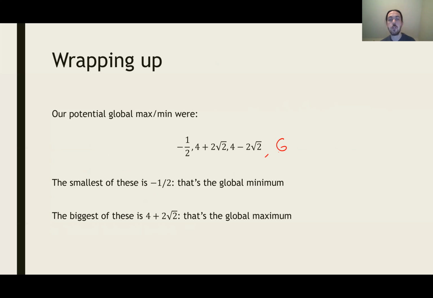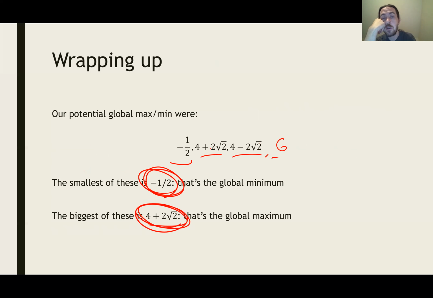And so our potential global maximum and minimum are negative 1/2, which is what we found on the bottom, 4 plus 2 root 2 and 4 minus 2 root 2, which is what we found on the edge, and 6, which was kind of the edge of the edge. The smallest of these is the only negative number on the list, negative 1/2, because 2 root 2 is slightly smaller than 4. And the biggest of these is 4 plus 2 root 2, because 2 root 2 is a little bit bigger than 2, and so this is bigger than 6. So that's the global maximum and global minimum.